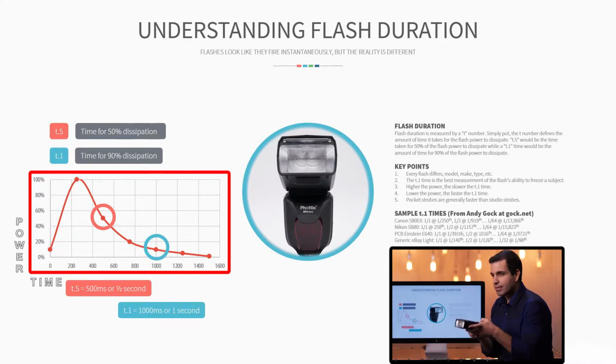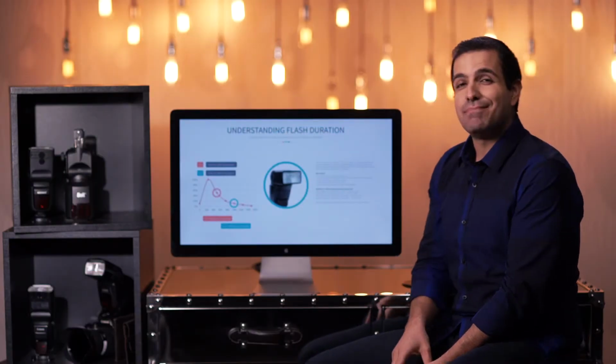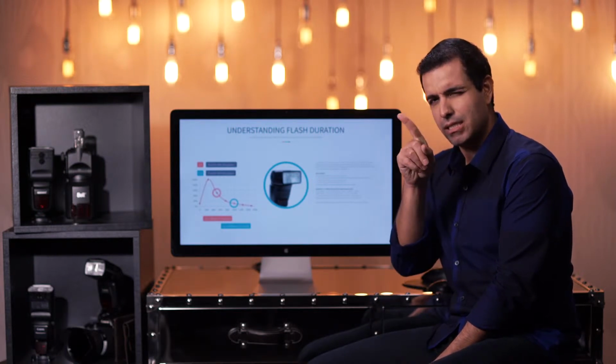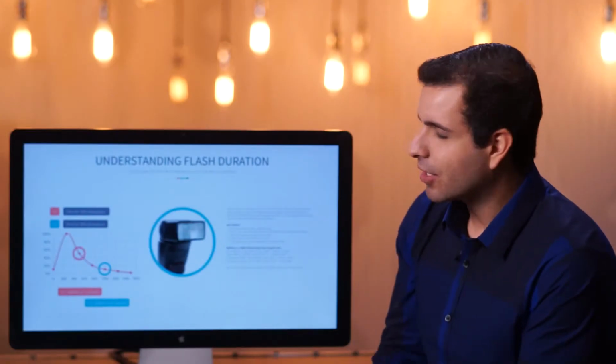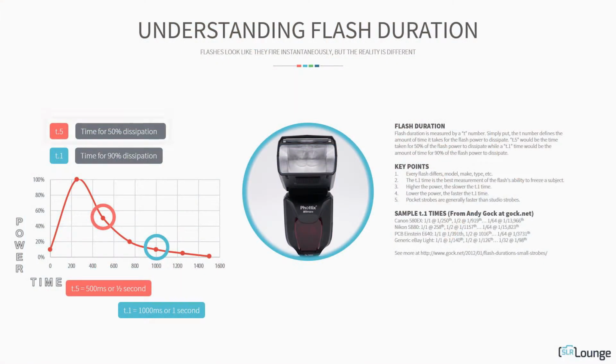Now, when we watch this, it looks like that trail is instantaneous, like it just drops right off, but it actually doesn't. The light, when it fires, slowly dissipates. Flash duration is measured by 2 times, and really one of them is the most important. They're called the T.5 and the T.1 times.